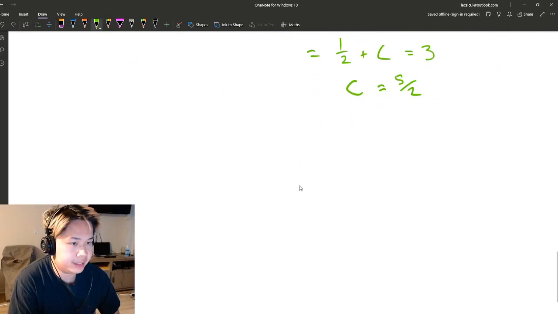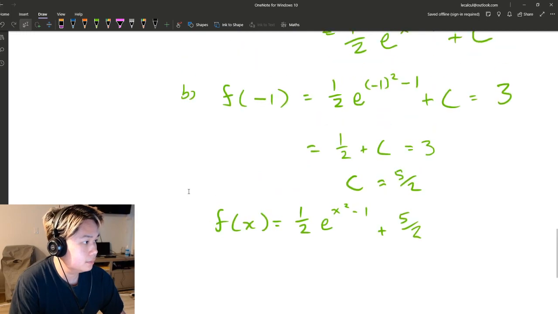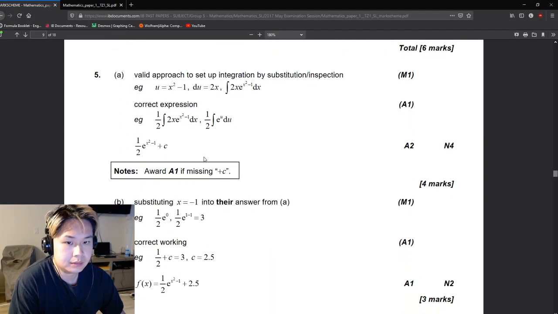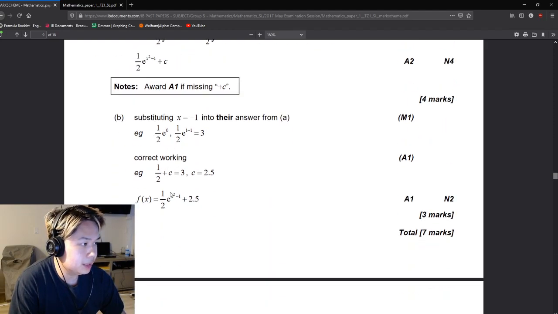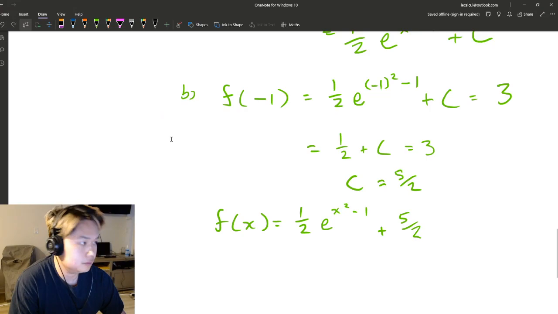Which implies that c has to be whatever this is, 2.5, which is 5/2. And let's just actually answer the question. That means that our function is 1/2 e to the x squared minus 1 plus 5/2. Easy. So here it is, indefinite integral, blah, blah, blah. Right here, 2.5, 5/2, same thing. Nice.